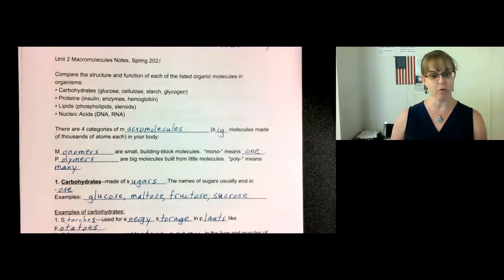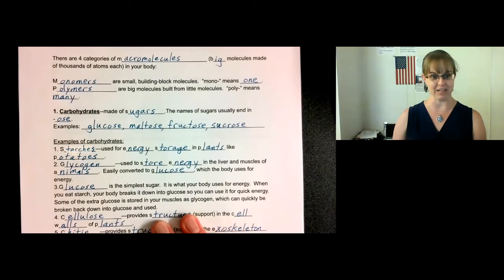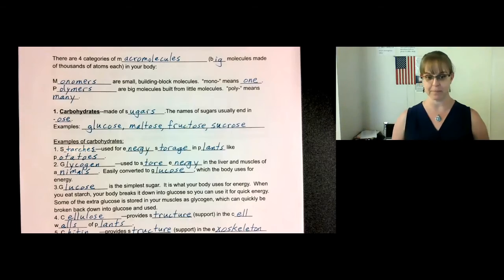So we're going to learn about 4 categories of macromolecules, and the first are carbohydrates. Carbohydrates, which is the polymer, are made of sugars, and the sugars are the monomers. The names of sugars are easily recognizable because they usually end in ose, O-S-E. For example, glucose, maltose, fructose, and sucrose are all sugars. Sucrose is table sugar. Fructose is fruit sugar. So those are some examples.